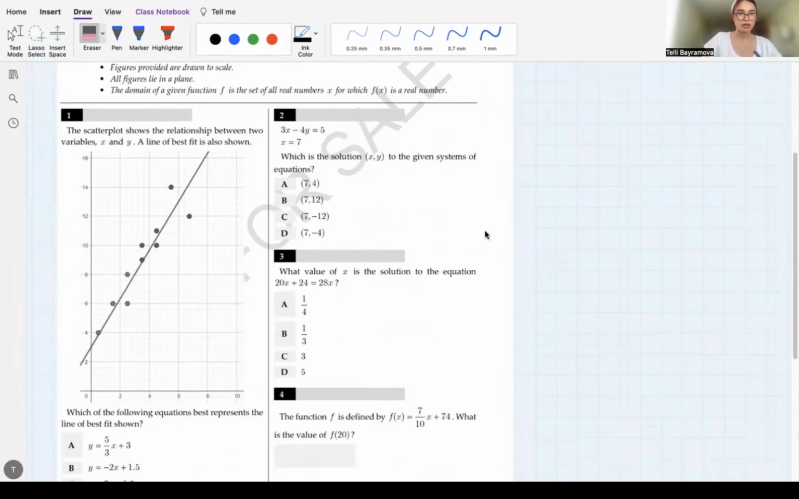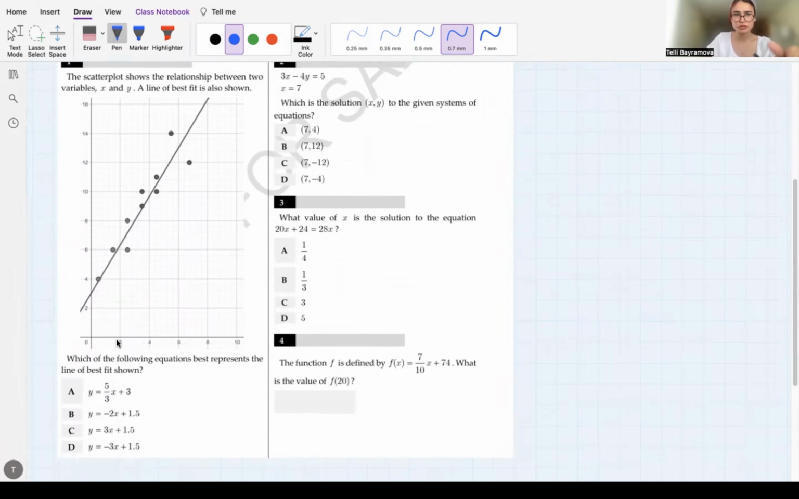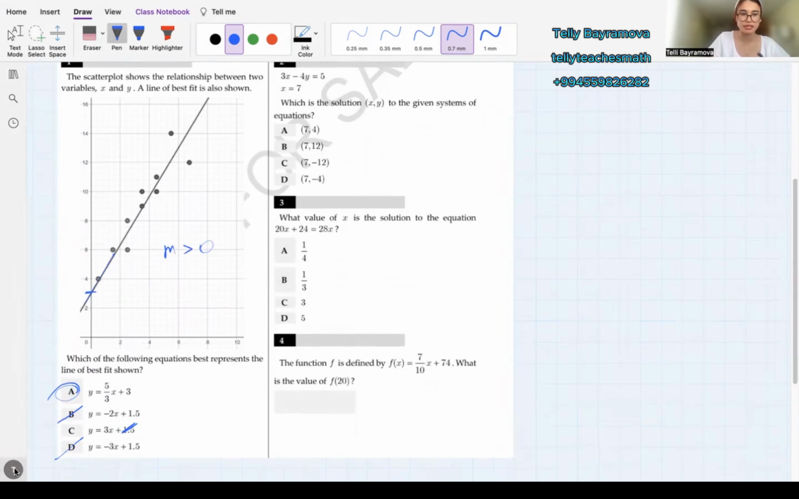The first question shows us a linear equation with a scatter graph and line of best fit. No need to read any sentence. Just look: the function is increasing, that's why m is greater than 0. That's why the answer is neither B nor D, so the answer is either A or C. The y-intercept is greater than 2, that's why the answer will be A.